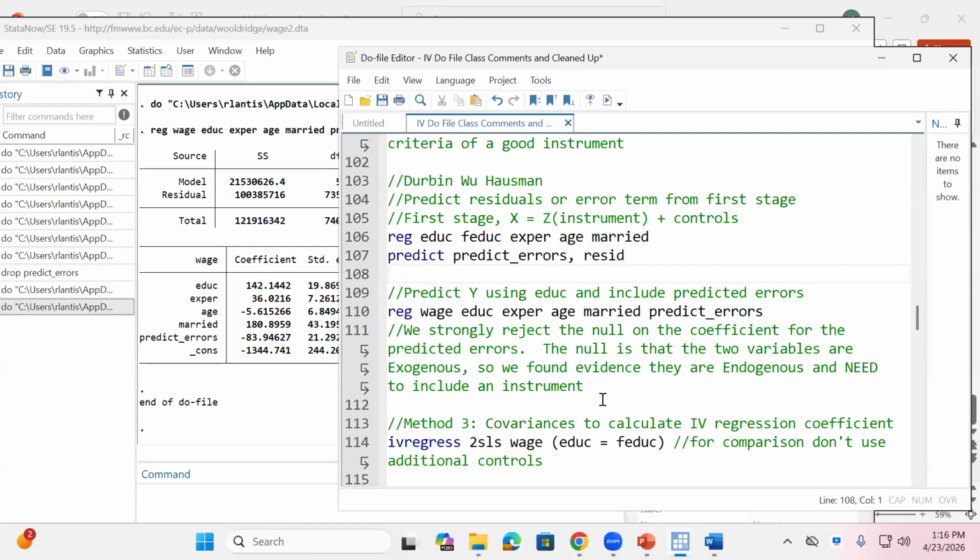Any questions on this before I keep moving here? Okay.